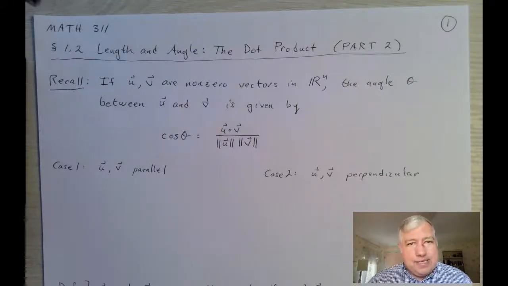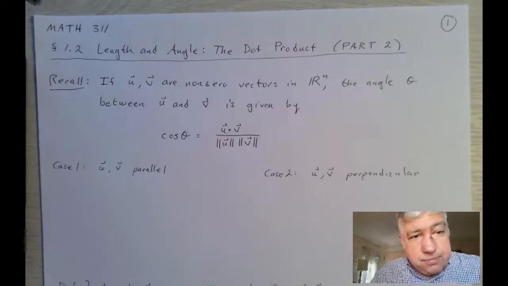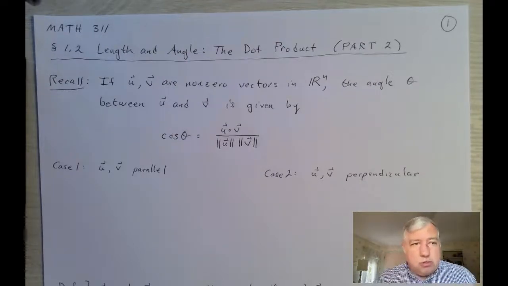Hi, this is part 2 of the lecture on section 1.2, length and angle dot product, from the Math 311 linear algebra course. Section 1.2 is kind of a lot, there's a lot of material here, so I'm glad we're breaking it down into 2 parts. Last time we talked about the dot product and what its use is.